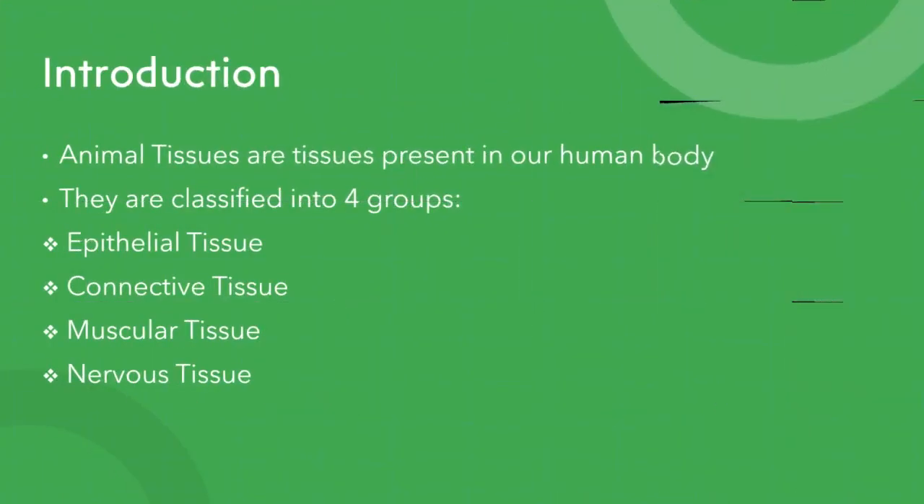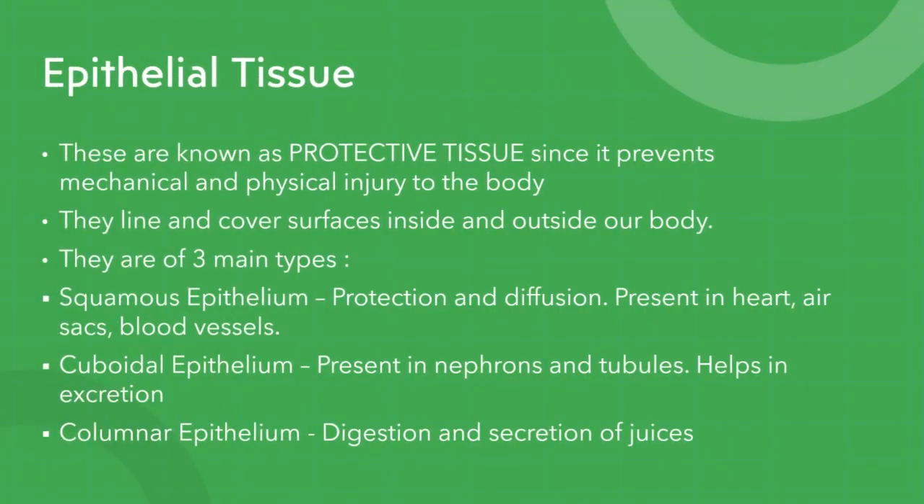So the introduction. The animal tissues are tissues present in a human body. They are classified into four types: the epithelial tissue, connective tissue, muscular tissue, and the nervous tissue. Coming to the epithelial tissue. These are known as protective tissue since it prevents mechanical and physical injury to the body. They also line and cover surfaces inside and outside our body like the skin.